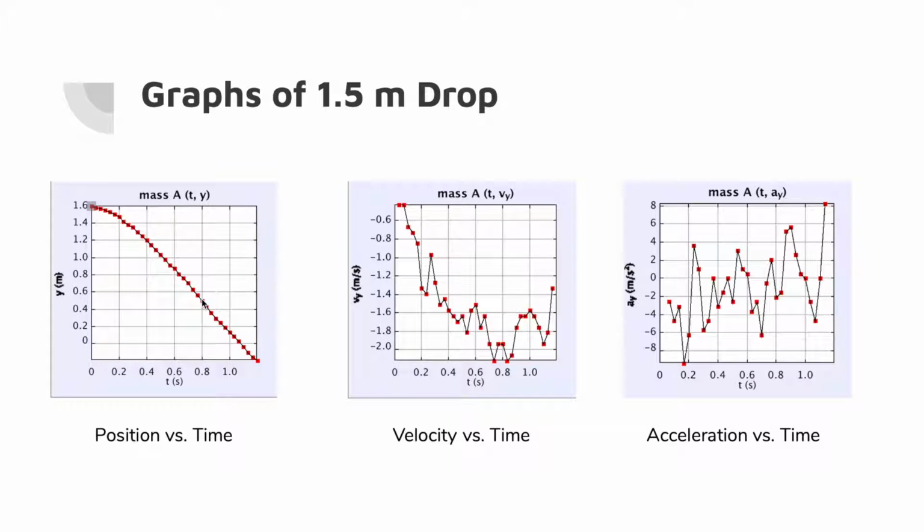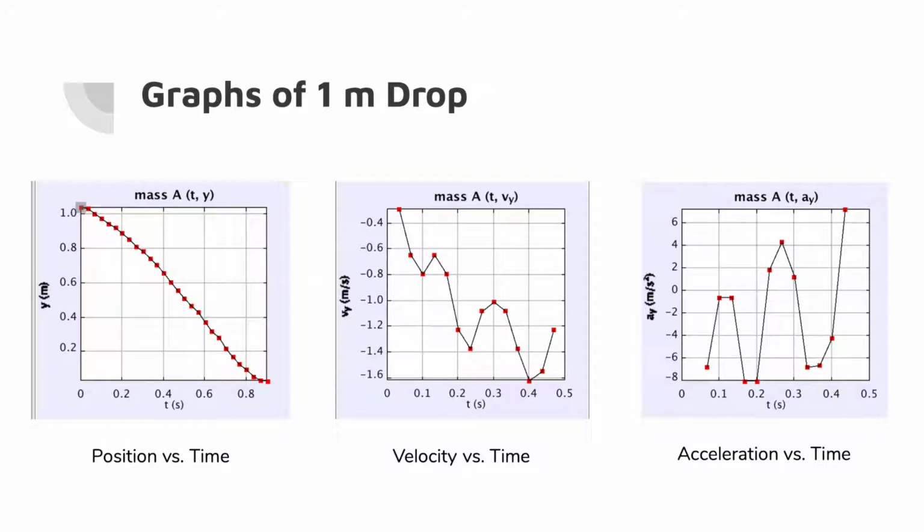These are the graphs of the 1.5 meter drop. As you can see, at around 0.6 seconds in the position versus time graph, the object reaches its terminal velocity because the graph is linear, which means that the velocity is constant, meaning there's no acceleration, which means that there's a terminal velocity. This is illustrating both the velocity versus time and acceleration versus time graphs, because in the velocity versus time graph, it reaches a constant velocity at 0.6 seconds, and in the acceleration versus time graph, it reaches an acceleration of 0 at around 0.6 seconds.